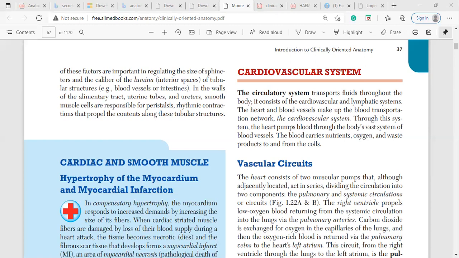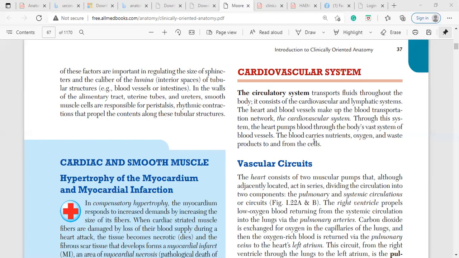Your body needs oxygen, all your cells need oxygen, and it's the cardiovascular system that transports the oxygen to every cell of your body. But this cardiovascular system, as we said, is made up of the heart and the blood vessels. Then the heart and the blood vessels transport the blood with all the nutrients in it.